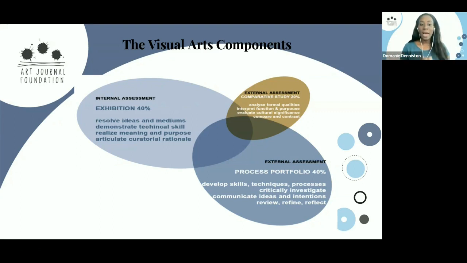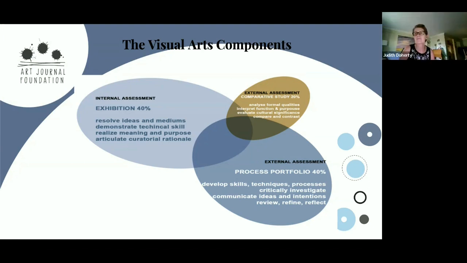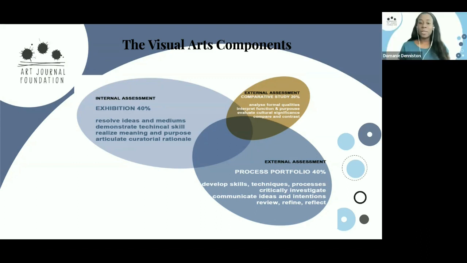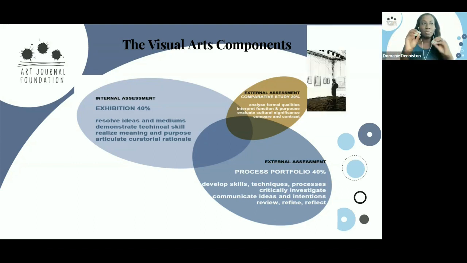I really like this visual because the size of the bubble is the size of the weighting, right? So we have the process portfolio, the exhibition, and the comparative study. We're all aware of all of these components, right? Perfect. So the exhibition is mainly, again, at the end, everything works together. We cannot take one apart and expect it to work without each other. So the theoretical practice works with the art making, which works with the curatorial practice, right? Everything is a big wheel, a big machine that we as educators oil.